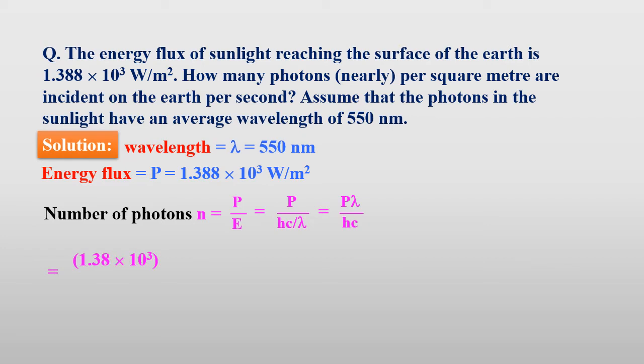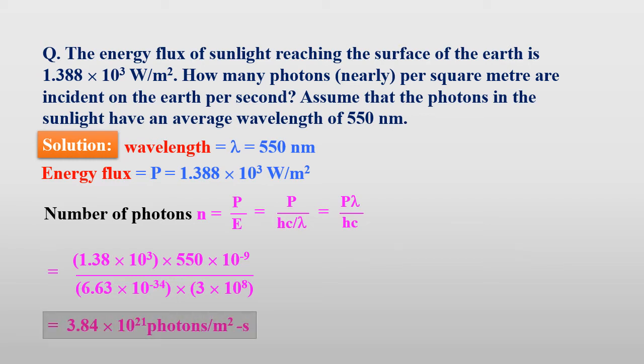Now substituting the values of P, 1.388 × 10^3 multiplied by wavelength 550 nanometer, that is 10^-9, divided by h, 6.63 × 10^-34 joule second, multiplied by speed of light 3 × 10^8. By solving it, we are getting the answer 3.84 × 10^24 photons per square meter per second.